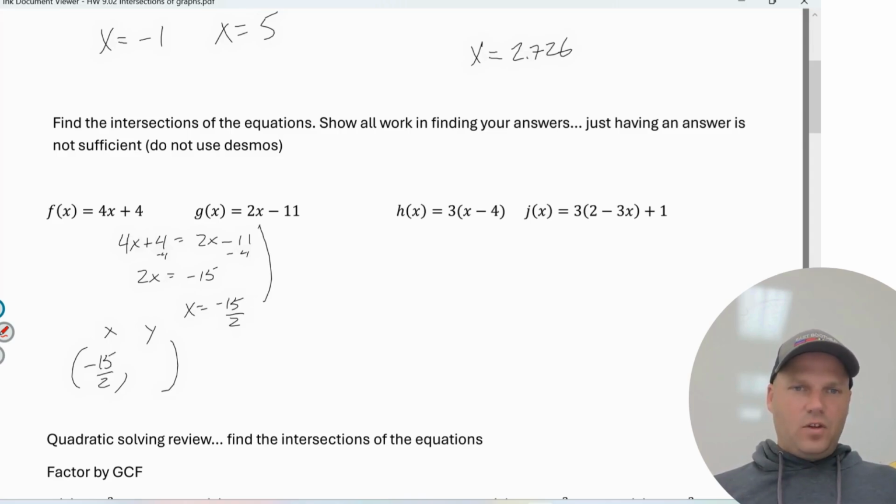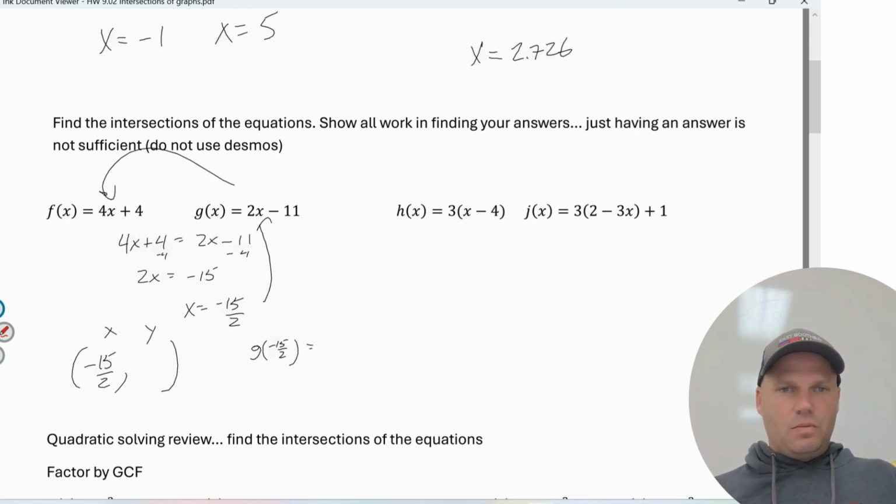To find the other half, you need to plug back in. So I'm going to find g of negative 15 halves. You can plug it in here or in here. You'll get the same value, and if you don't, then you messed up. 2 times negative 15 over 2 minus 11.